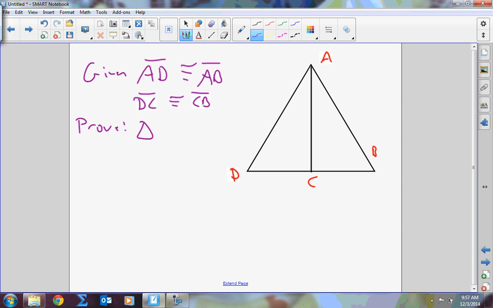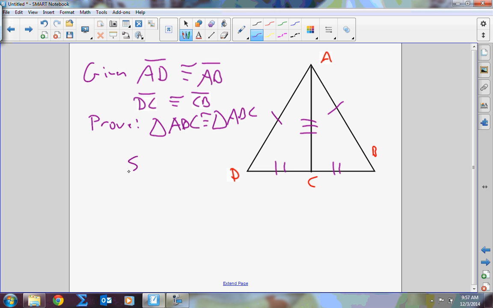Triangle ADC, whoops, is congruent to triangle ABC. Okay, and so this would be an easy one. In different ways I could do it. I could say, okay, that guy is congruent to that guy is congruent to that guy. Hey, it's my good friend, the reflexive property. These triangles are congruent by side, side, side. And that would be an easier one to do.